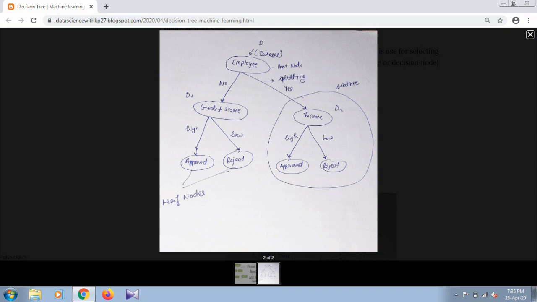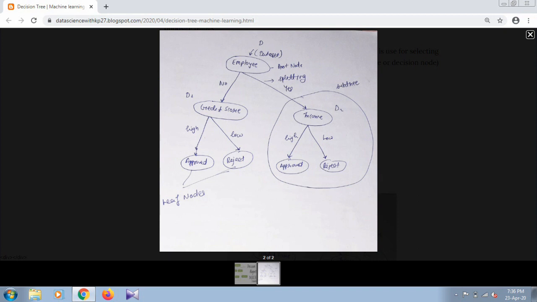And what is a decision node? Decision nodes are nothing but nodes that split further, or where we can provide a decision. So here credit score and income are the two decision nodes, as they are responsible for whether the loan is approved or rejected. So credit score and income are the decision nodes for this tree.